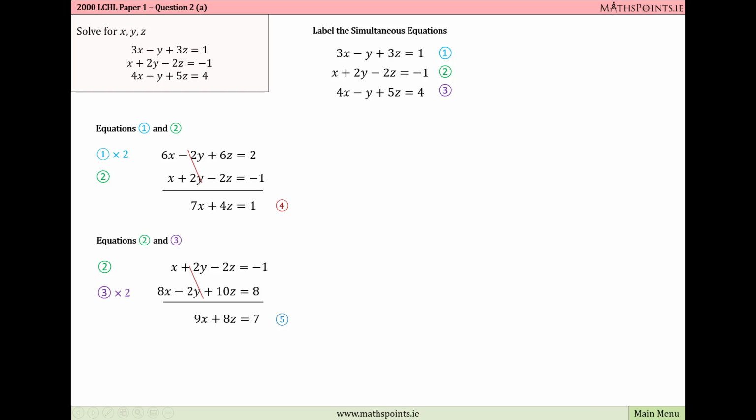So what you'll notice is, had I decided to take equation 2 and 3 and cancel the x's, maybe by multiplying the top line by 4, well, the problem is I would have had an equation underneath that would have had y's and z's in it.